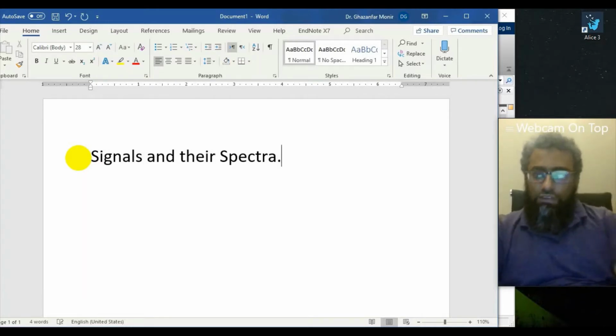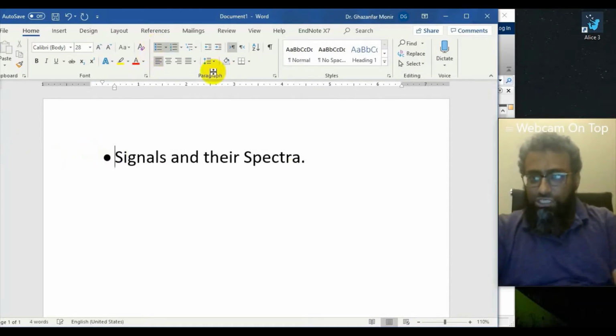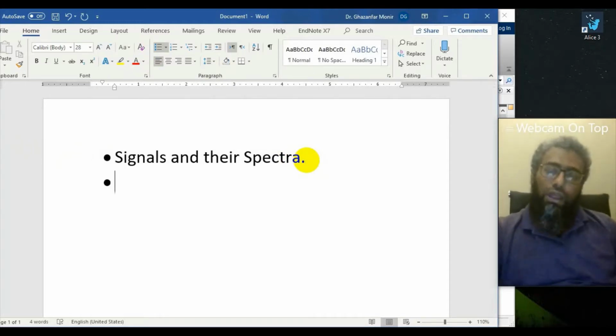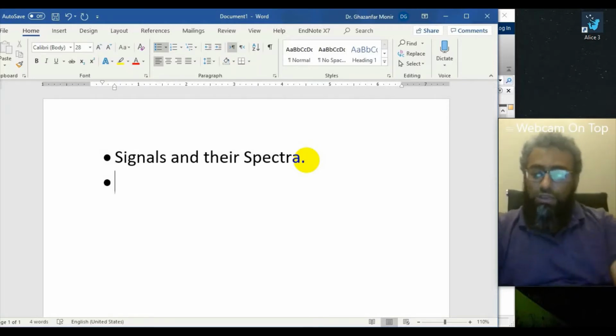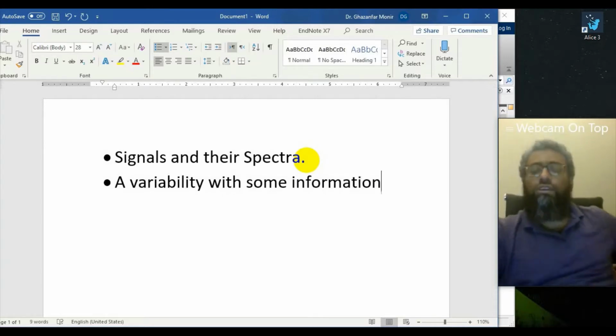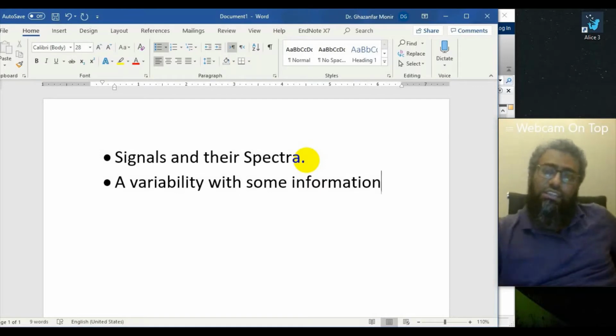So the first thing that we need to remember is the definition. Definitely, it's more important to understand the definition rather than just memorizing it. So what is a signal? Signal is a variability with some information. This is what we learned in signals and systems, that it is a variation with some information.